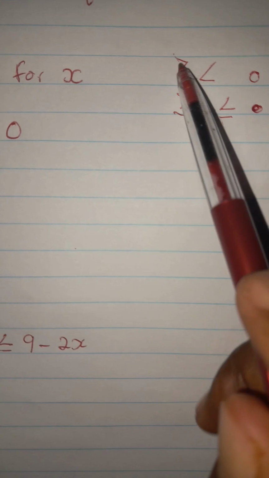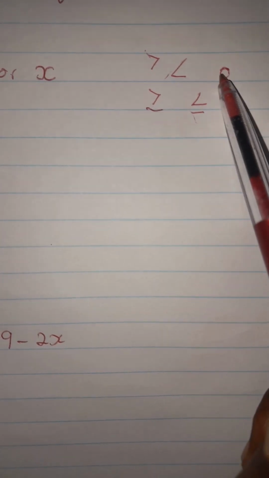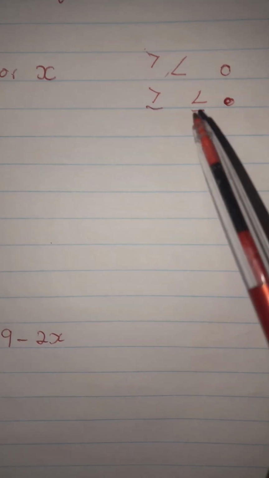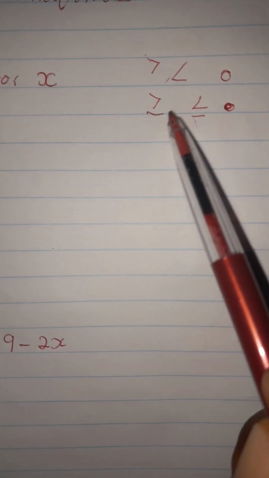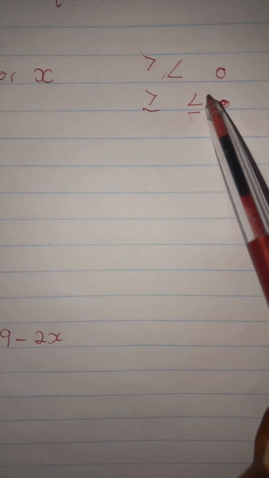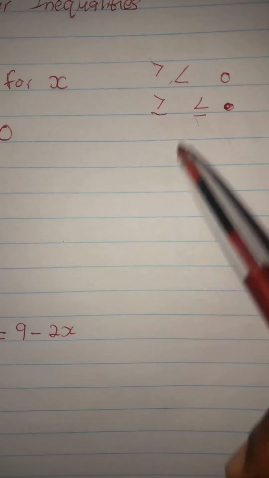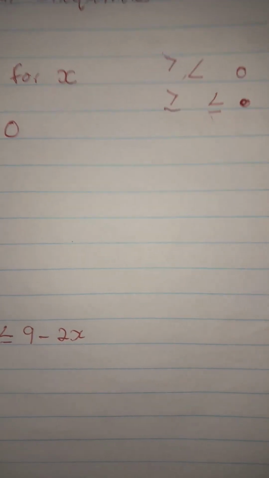Remember, when you're given greater than or less than, you're going to use an open circle on the number line. When you're given greater than or equal to or less than or equal to, you're going to use a closed circle. So these are the things that you need to take into consideration.